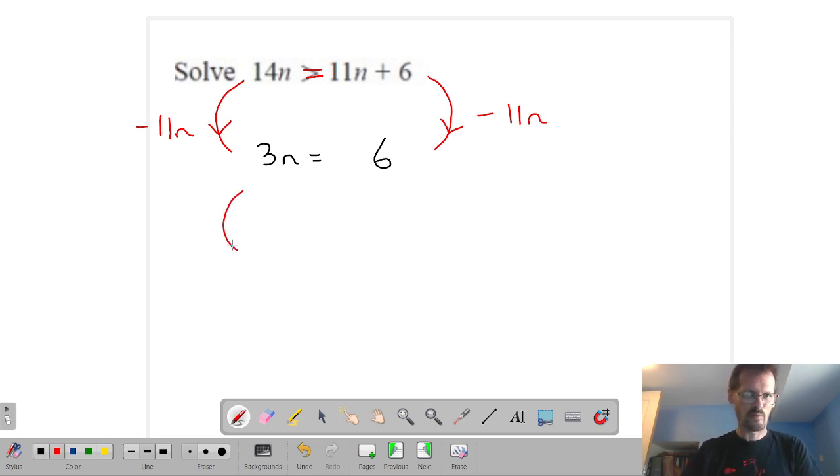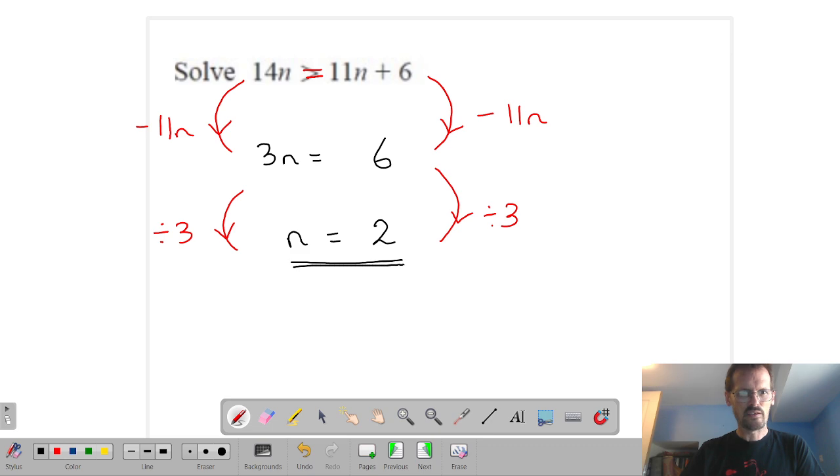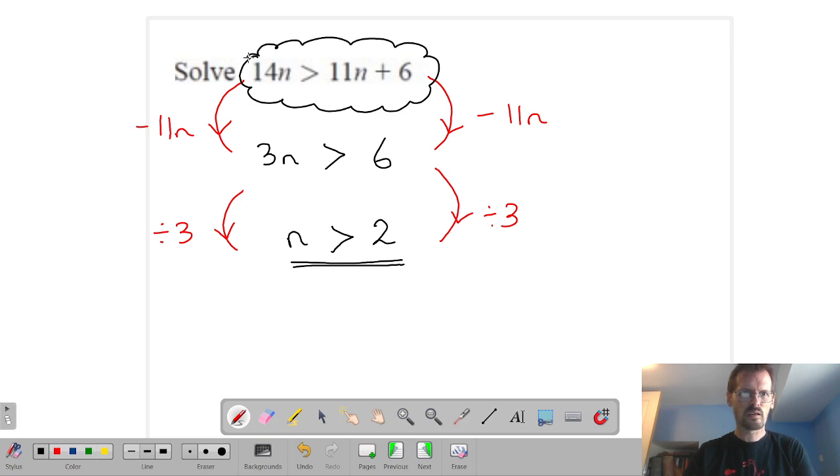Now that's 3 times n, we want just one n by itself, so we're going to divide both sides by 3. And what we finish with over here, 1n, 6 divided by 3 is 2. There's your solution. Now, it wasn't, of course, an equals there, was it? So we'll go back, get rid of those, and then just pop in the correct symbol, which is here. So the solution of this inequality is that n, the number, has to be bigger than 2. Any number bigger than 2 will make that work.